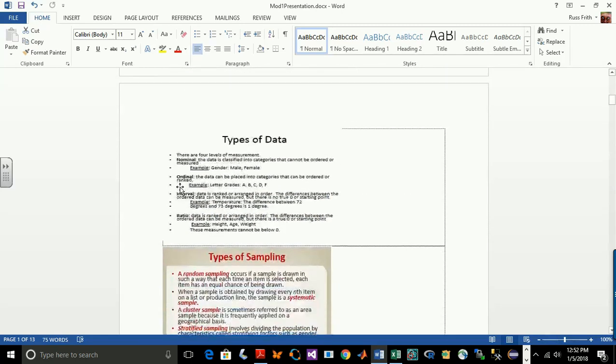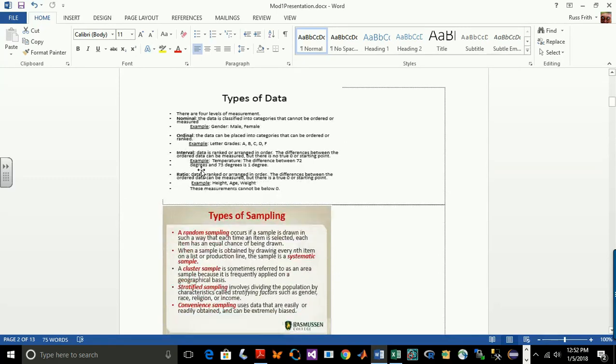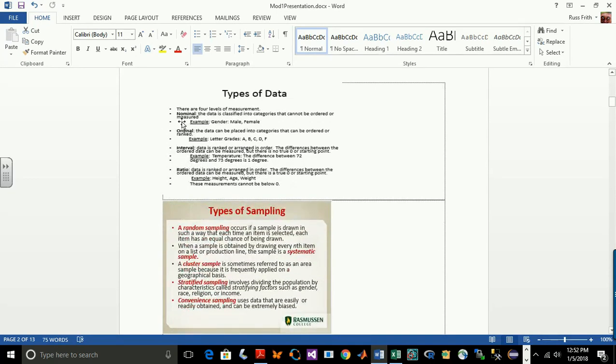Types of data. There are 4 levels of measurement for data. Nominal data is data that is classified into categories that cannot be ordered or measured. So for example, male, female. You cannot order the 2 genders.